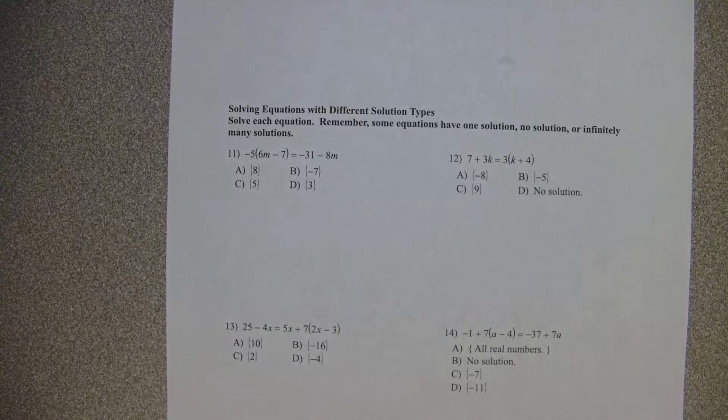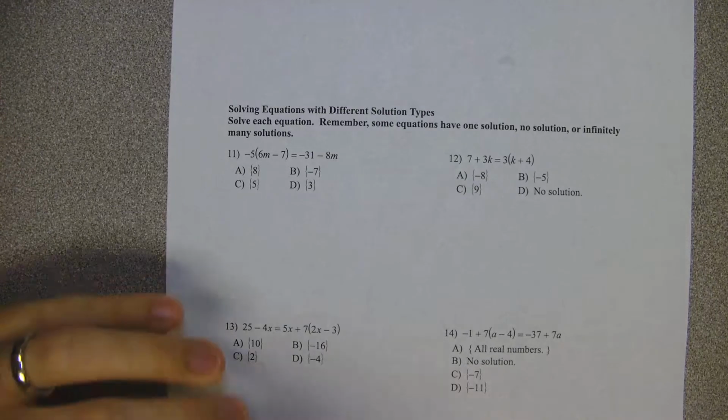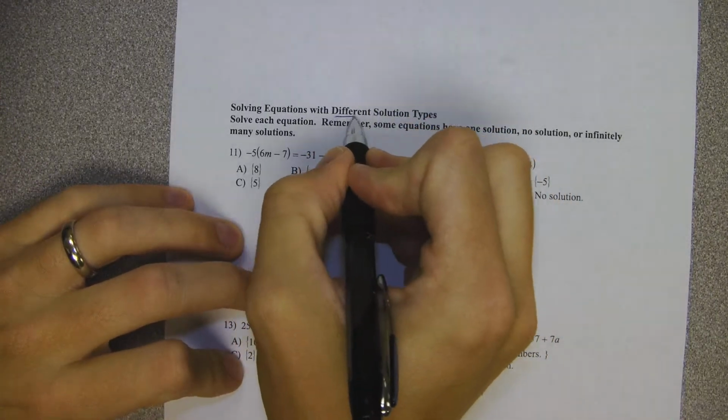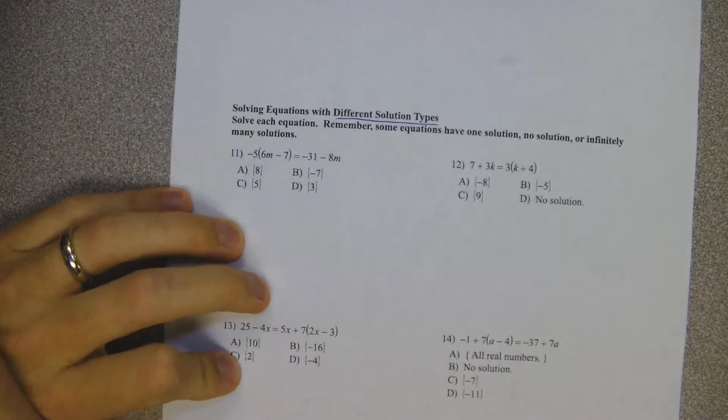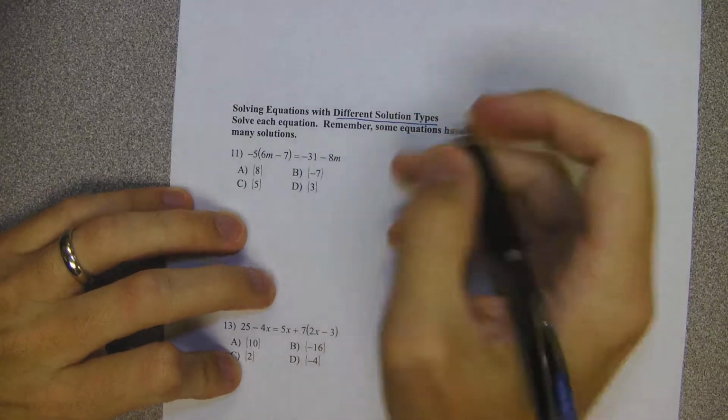All right, with this lesson we're going to be looking at solving equations with variables on both sides. However, our key difference with this video is dealing with different solution types. When we solve an equation, for example, like number 11, we have three different outcomes. One outcome, let's write it up here.